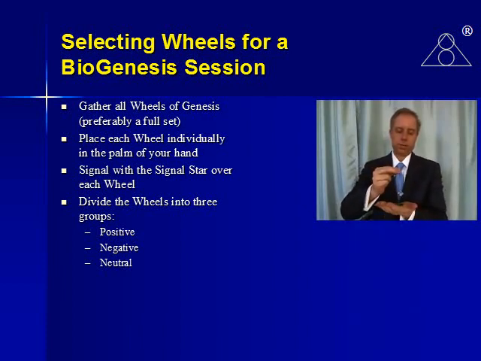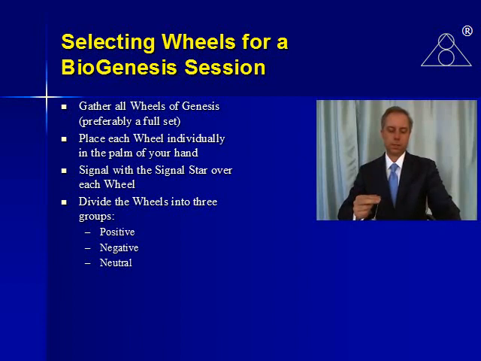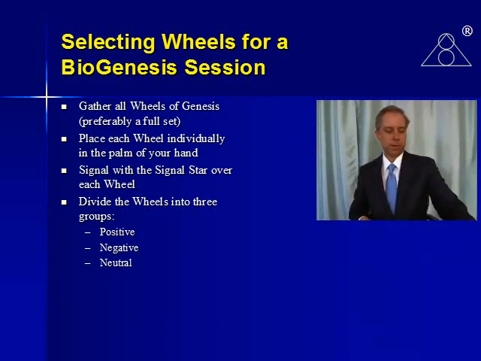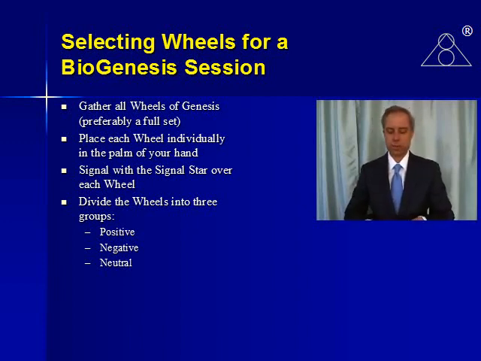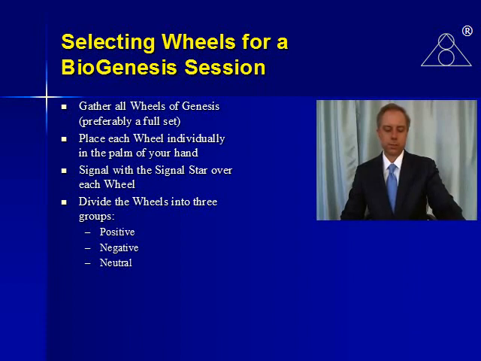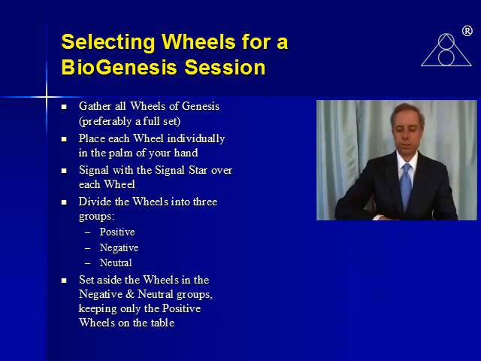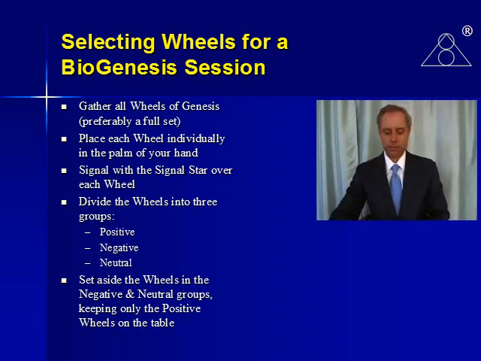Green transformation for me is, again, neutral. And green regeneration for me is positive. So out of my six wheels, I've got two in the positive pile, three in the neutral, one in the negative. When you have gone through all of the wheels, remove the wheels that are in the two piles of neutral and negative, leaving only the positive wheels on your table.